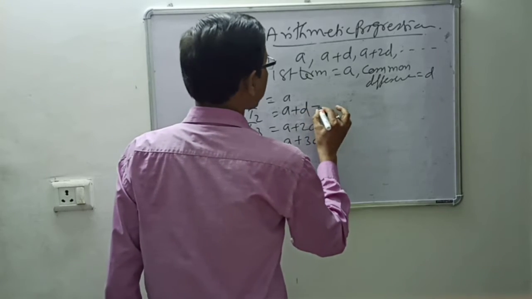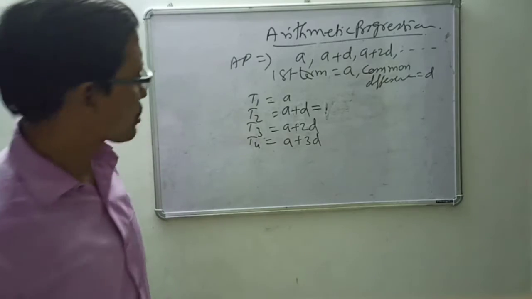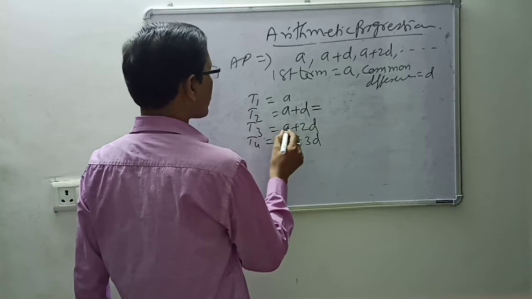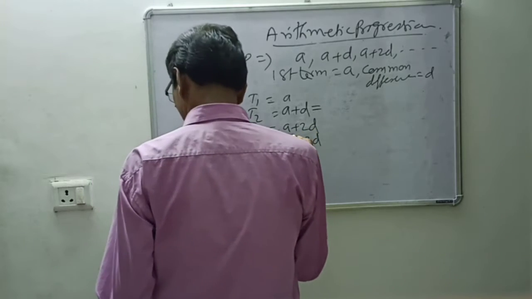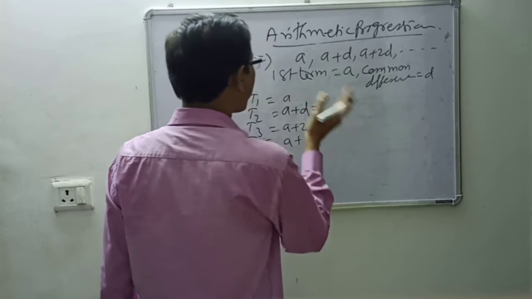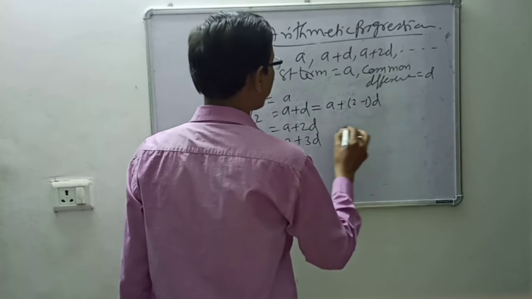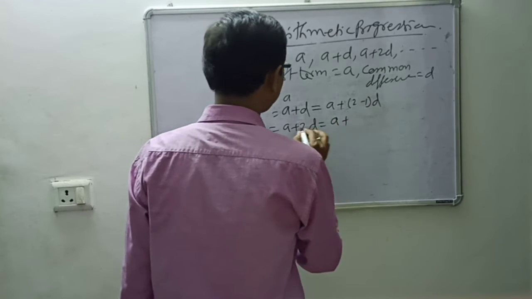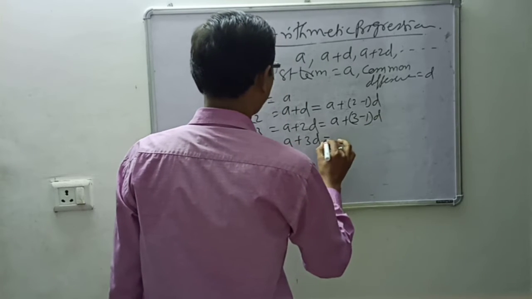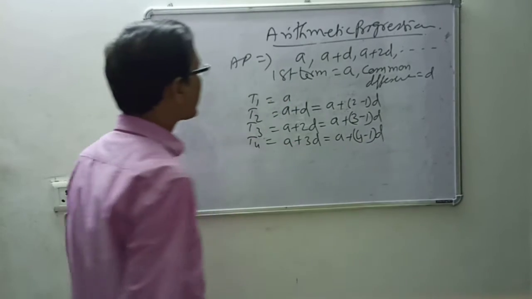The second term can be written as A plus (2 minus 1)D, that is A plus 1D. Third term A plus 2D. Fourth term A plus 3D, like that. So what's the term? That's minus 1 D coming. We can write 2 minus 1 D. Look, the third term is with respect to 3 minus 1 D. A plus (4 minus 1)D, like this.